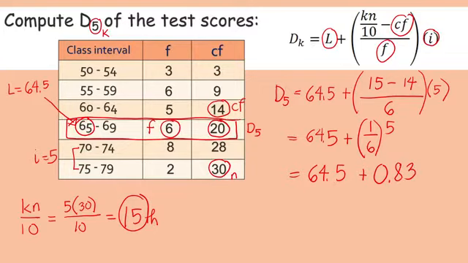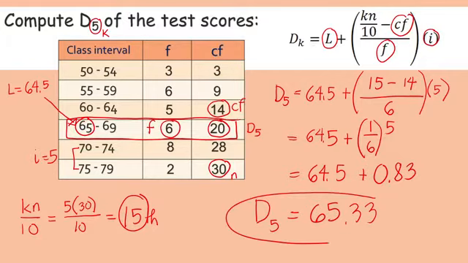0.83. 0.83 plus 64.5 will give you 65.33. So this is the fifth decile. Okay? Now let's proceed to our third example.